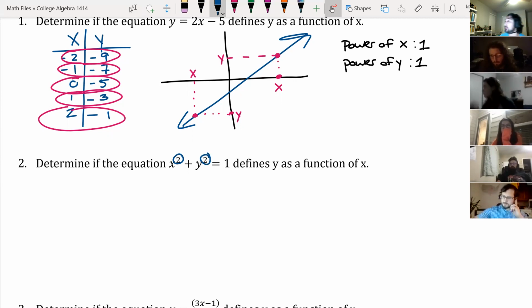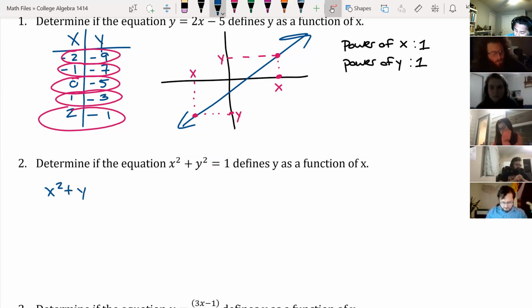So maybe that's not a good enough giveaway for us, right? But this means that it could possibly mean that if I plug in an x value, I'll get 2 y values, right? But if that's not good enough to prove that this is a function or not, well, let's go ahead and solve this equation for y. So I'll rewrite it here. X squared plus y squared equal to 1. Then we go ahead and solve for y.